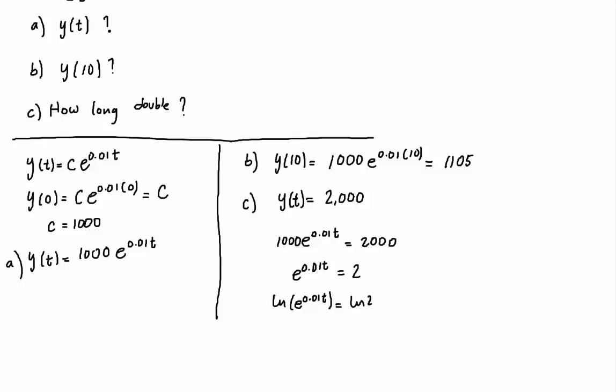And then I use the fact that natural log of e to the 0.01t is just 0.01t, because the logarithm and the exponentiation are inverse functions to each other, so I just get that, and then I divide by 0.01, which is multiplying times 100, and I obtain 69.3 approximately.